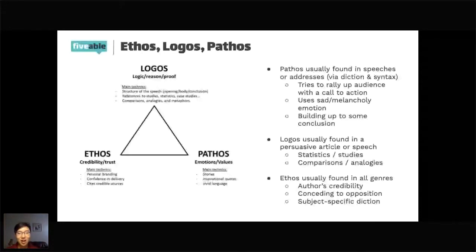If you see a concession to opposition, that's a big example of ethos. And even subject-specific diction, using things like correlation or causation, or if you're reading an article about economics and you see words like gentrification. These are all examples of ethos, because what they're doing is appealing to credibility, and they seem to know what they're talking about. And that's exactly what ethos is all about.